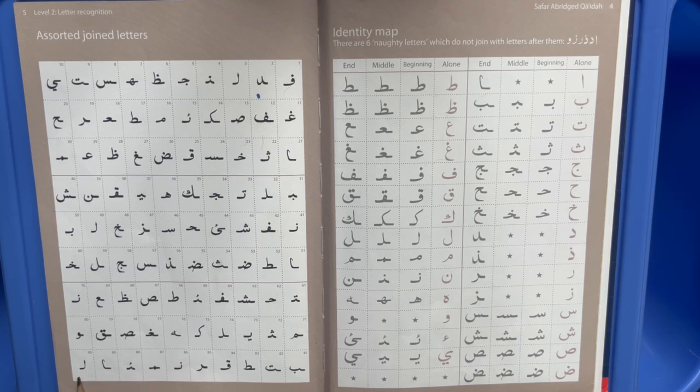Here we see the two differences. Alif will never have anything joined after it, and lam can have something which joins after, so this would be the lam. So this brings us to the end of page 5.